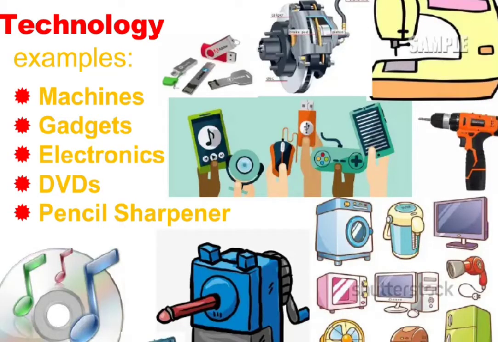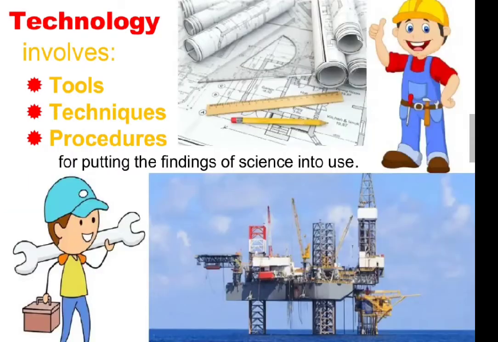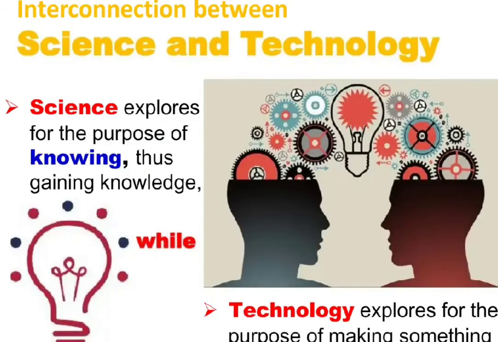Here are examples of technology shown below in the picture: machines, like gadgets, electronics, DVDs, pencil sharpeners, and so on. Technology involves tools, techniques, and procedures.